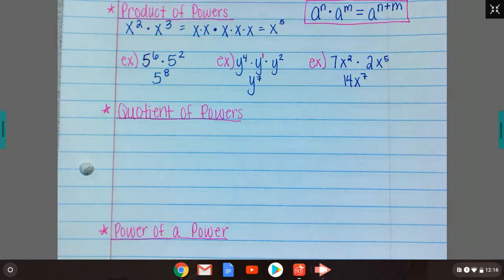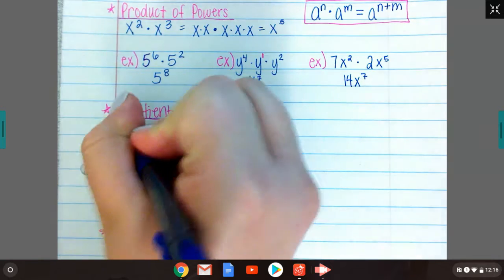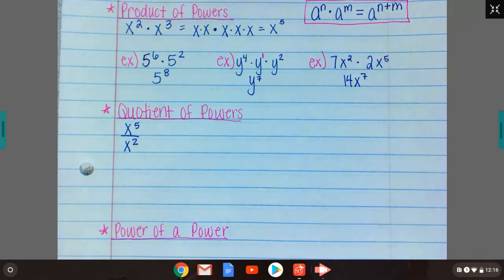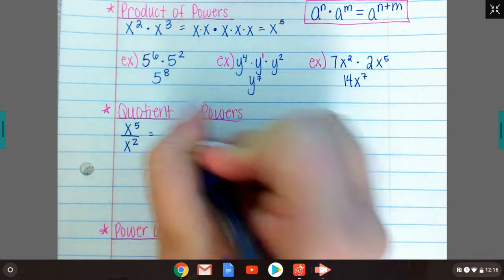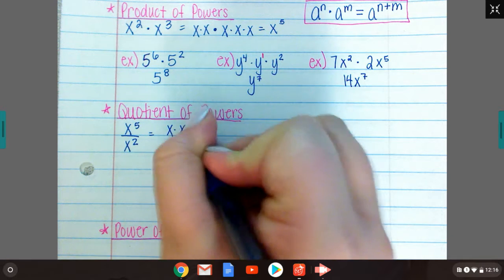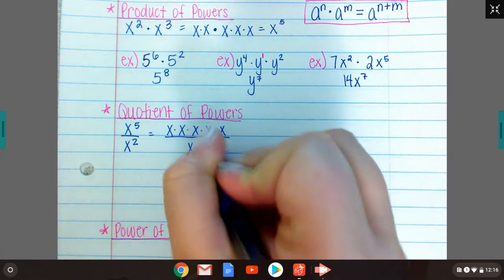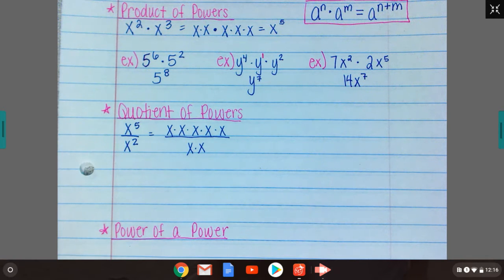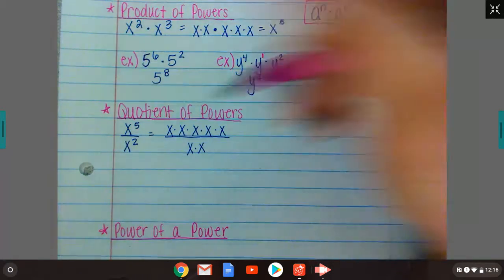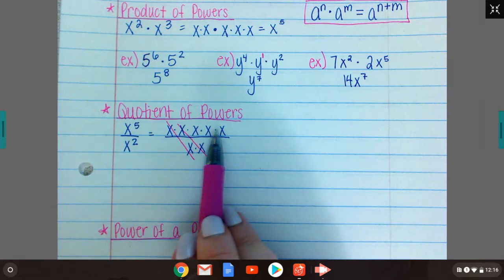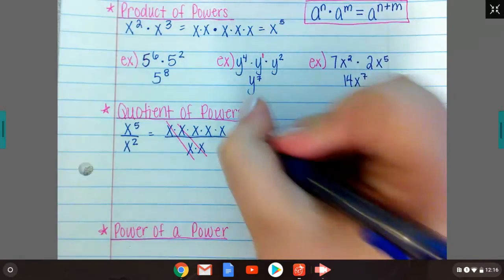So here we go. Quotient of powers is going to look like a fraction, like x to the 5th over x squared. Let's do the same thing we did last time. Let's write it out the long way first. So x times x times x times x times x over x times x. If I write it out the long way, notice that there's some canceling I can do. I've got an x over an x. Those can cancel to become a 1. So can these guys. So I'm left with just x times x times x, or x cubed on the top.